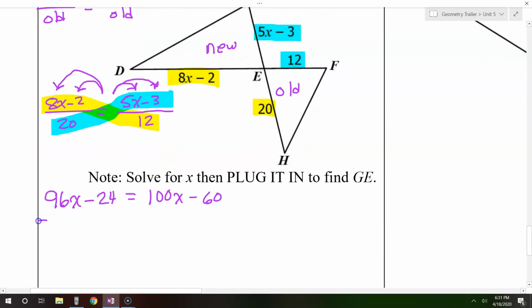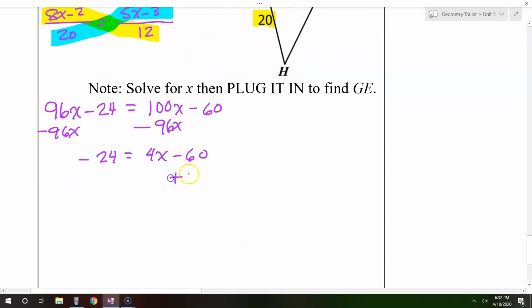Let's get these x's together by subtracting 96x from both sides. That's going to leave us with negative 24 is equal to 4x minus 60. Trying to get that x by itself, so let's add 60 to both sides. Okay, so that's going to leave us with 36. So 4x equals 36. And then if we divide both sides by 4, we get x is equal to 9.